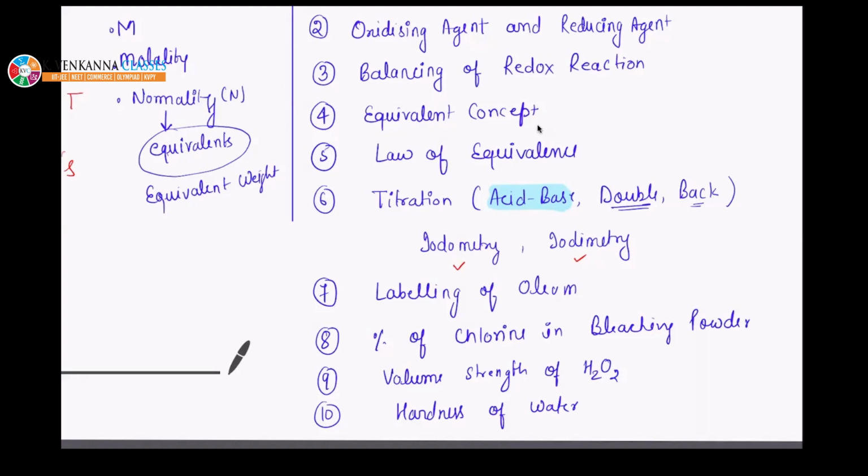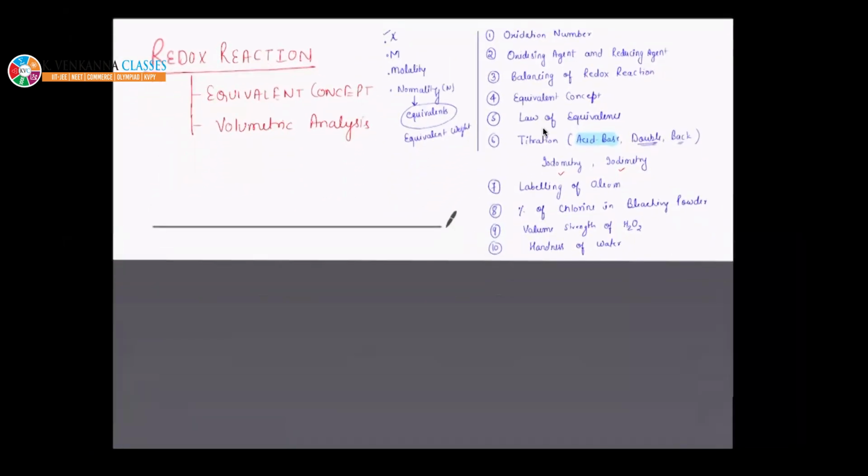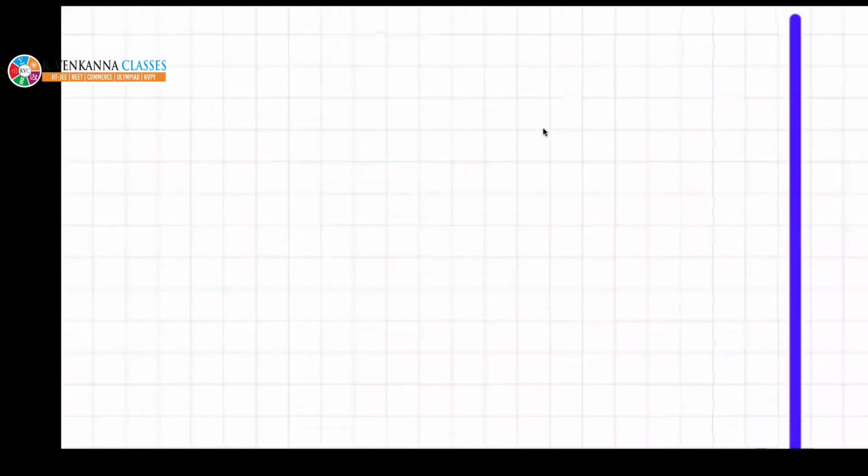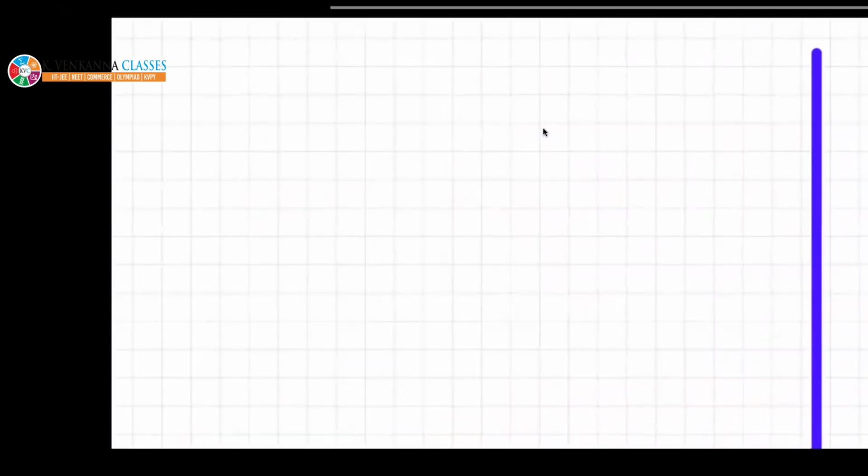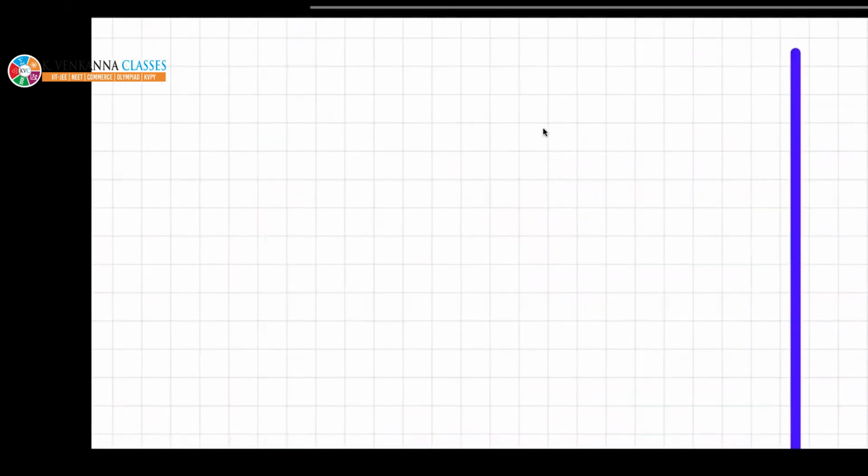If I start with our first topic, that is oxidation number, right? So let us start with our first topic, that is oxidation number. Sir, I know oxidation number of the oxygen. No, not exactly, beta. It is not the number of oxygen. It is something else, beta. Just wait, I will tell you.